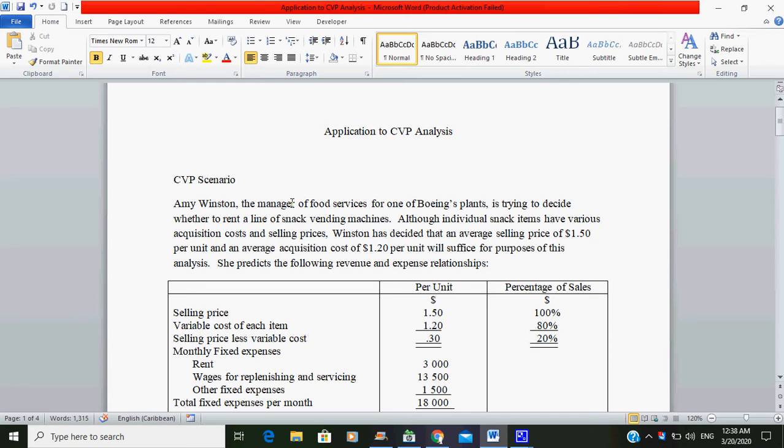Amy Winston, the manager of food services for one of Boeing's plants, is trying to decide whether to rent a line of snack vending machines. Although individual snack items have various acquisition costs and selling prices, Winston has decided that an average selling price of $1.50 per unit and average acquisition cost of $1.20 per unit will suffice for the purpose of this analysis. She predicts the following revenue and expense relationships.